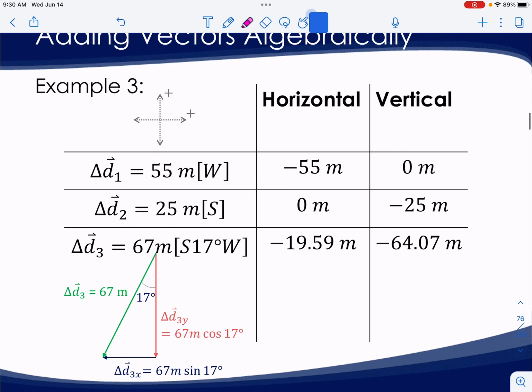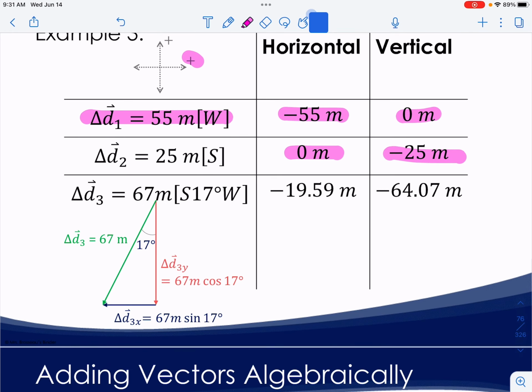So here, the first two are really easy because they were just west and south. The horizontal component for the first one is just negative 55 meters, because we're going to say that east is positive. So this would be negative 55. And the vertical component, there was no vertical component. Then for the 25 meters south, there's no horizontal component, and south is in the negative direction, so that's negative 25. Then for the third component, we have 67 meters south, 17 degrees west.